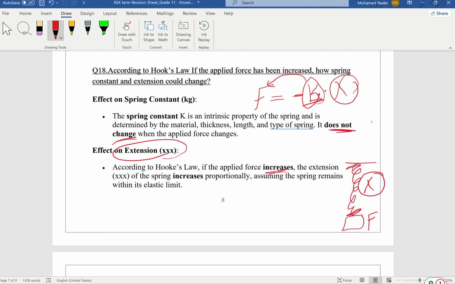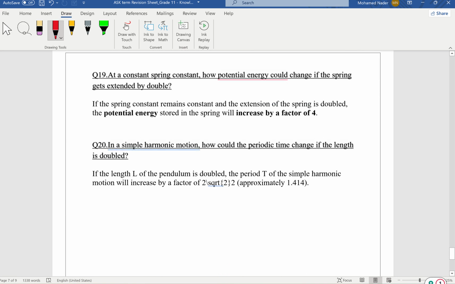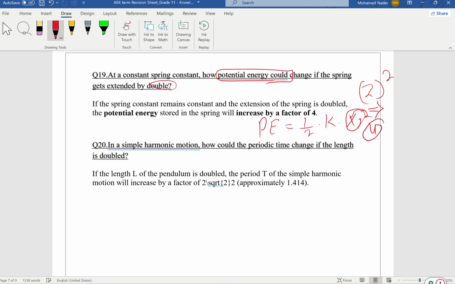This part was explained in the other record as well, along with the change in potential energy. The potential energy is equal to 1/2 times K times X squared. So if the extension is doubled, it means that I'm going to replace X with 2, so it becomes 2 squared. So it will change by 4 times. So if the extension is doubled, the potential energy will increase by a factor of 4.